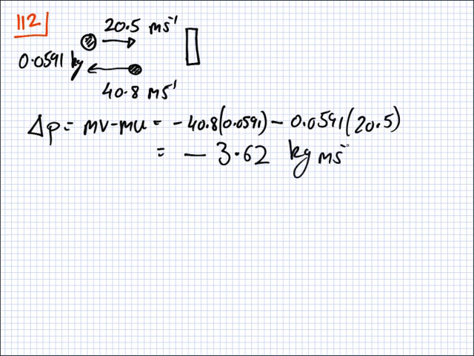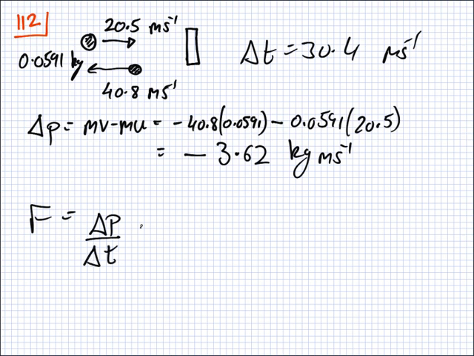Kilogram meters per second. Okay, I assume there's a second part, is there? If the ball was in contact with the racket for 30.4 milliseconds, determine the average force exerted on the ball by the racket. Okay, so what formula is that now, guys? The change in momentum over change in time, delta P over delta T. So that would be minus 3.62 over 30.4 times 10 to the minus 3, because it's milliseconds. There you go. When you're ready, you can tell me what that is.